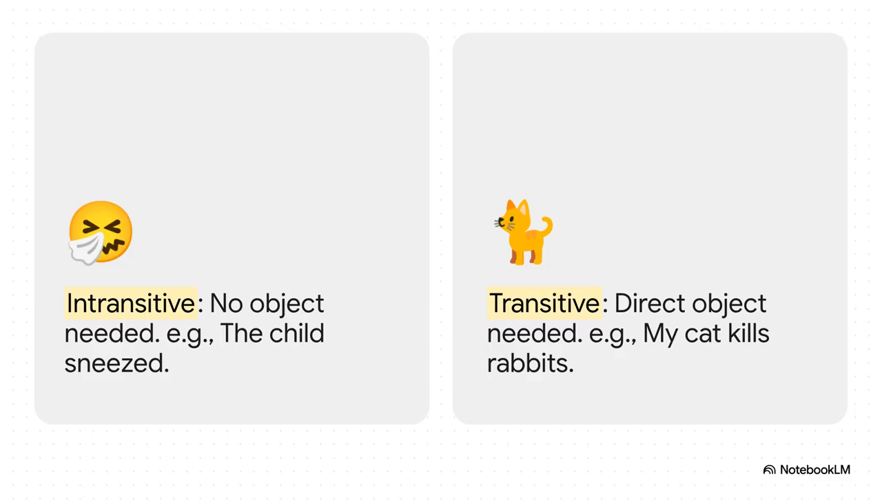Now contrast that with transitive verbs. These absolutely require a direct object to make any sense, like, my cat kills rabbits. If you were to just walk up to someone and say, my cat kills, your listener is going to be left hanging, waiting for the rest of the sentence. The action literally has to transfer to the rabbits.